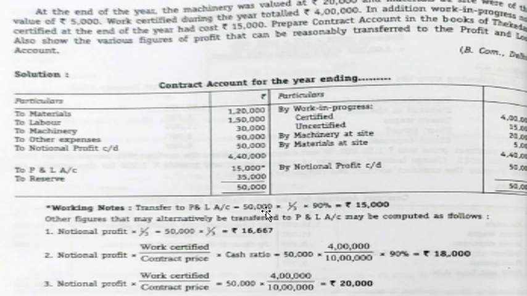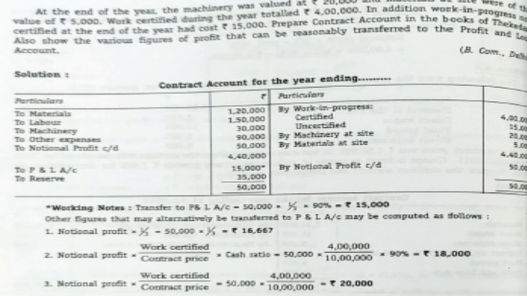Notional profit is 50,000 into 1 by 3, because it is 25 to 50%, that is why it is 1 by 3, into 90%, which will give you rupees 15,000. So 15,000 is the profit which will be transferred to your profit and loss. Out of your notional profit, which is carried down, which is 50,000, 15,000 is transferred to your profit and loss. So the balance, 50,000 minus 15,000, which will give you 35,000, will be transferred to your reserves to complete the contract.